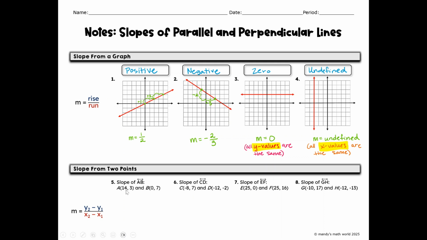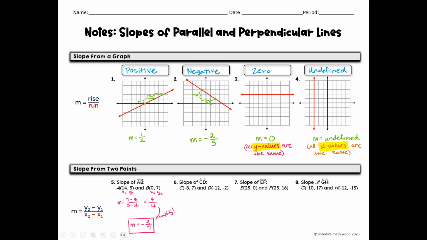Point A, the location is (14, 3), and point B, the location is (0, 7). So the first thing I'm going to do is label x1, y1, and x2, y2. So in one point, if that's x1, I'm labeling that y value y1. And now I'm going to plug it into my slope formula. m equals 7 minus 3 over 0 minus 14. 7 minus 3 is 4. 0 minus 14 is -14. And then I'm going to simplify it. It's just a fraction. I can divide my numerator and denominator by 2. It simplifies to -2 over 7.